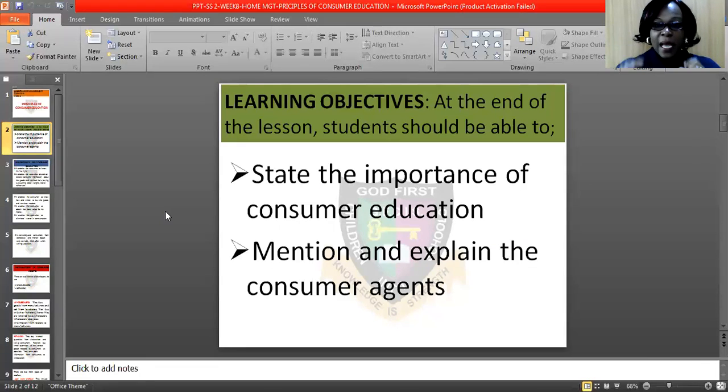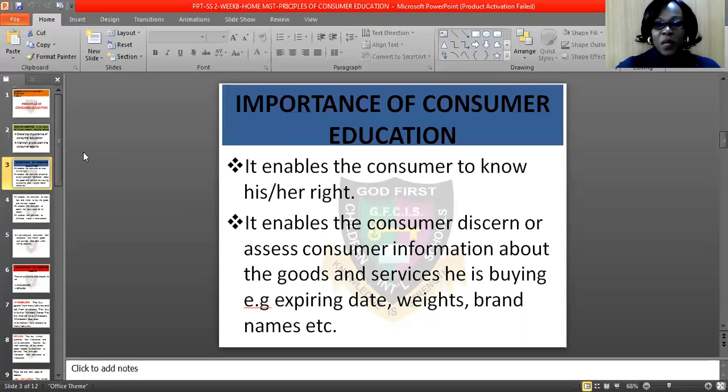Remember, number one, you will be able to state the importance of consumer education. The second one is for you to be able to mention and explain the consumer agents. Are you there? All right. Now, what are the importance of consumer education? Number one, it enables the consumer to know his or her rights. Remember, I've been hammering on it. It helps you to know your rights.